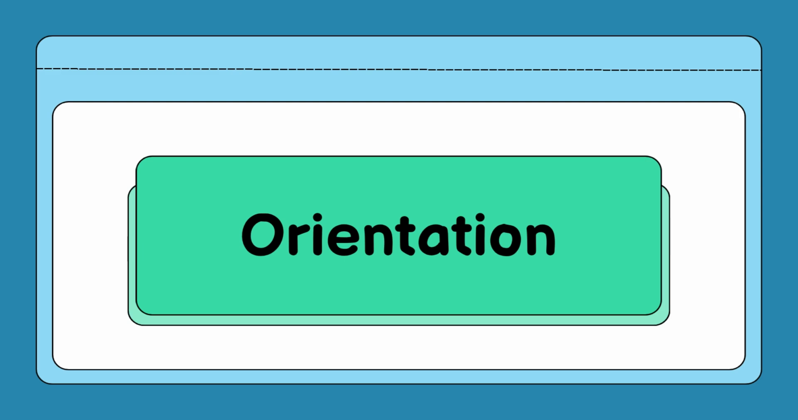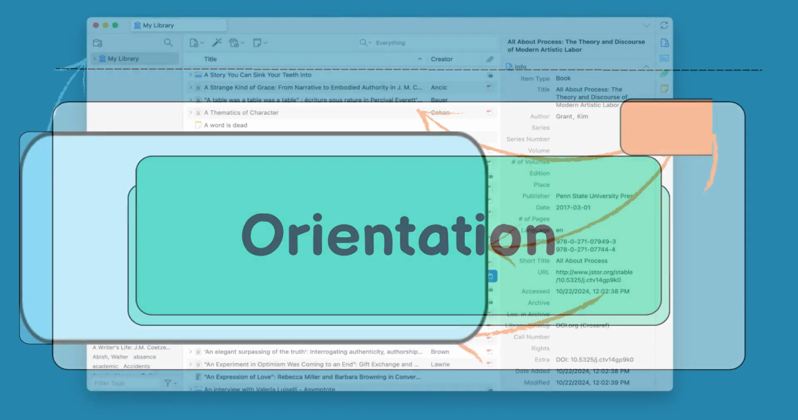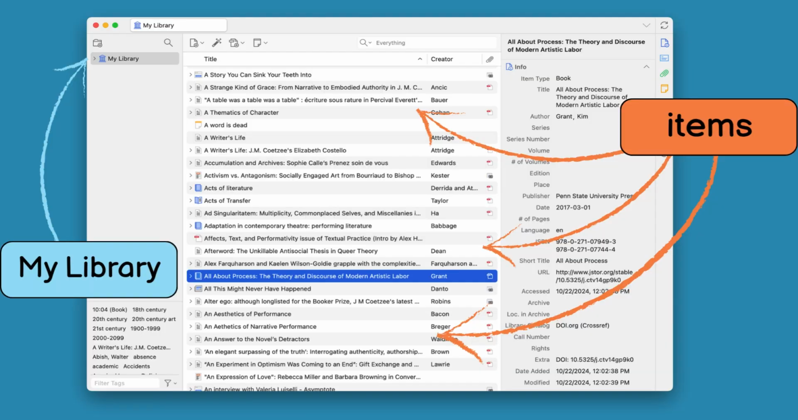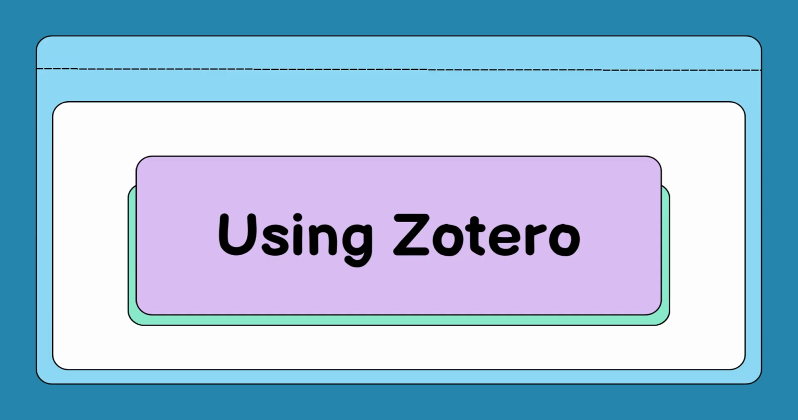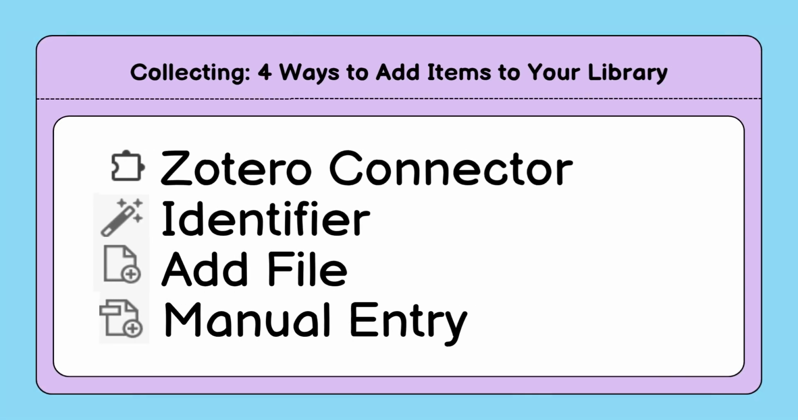Now that you're set up with the software, it's time to get oriented to the Zotero interface. In Zotero, My Library is your home base. Everything you save to Zotero goes into your library and is stored there as items. Okay, let's start adding items to your library. There are 4 different ways of adding sources to Zotero. We'll review each method together now.